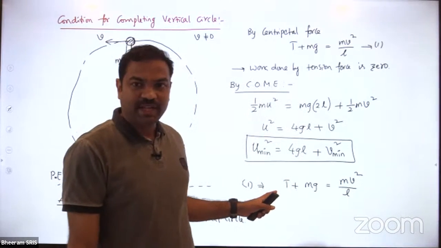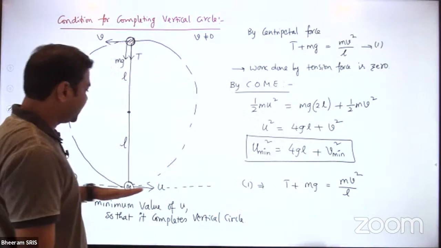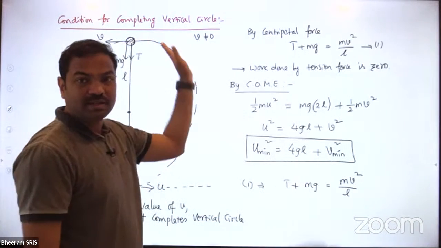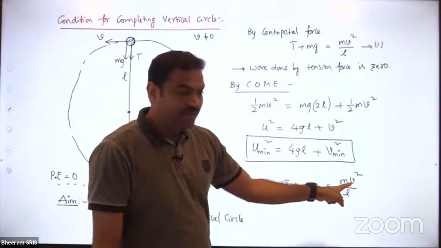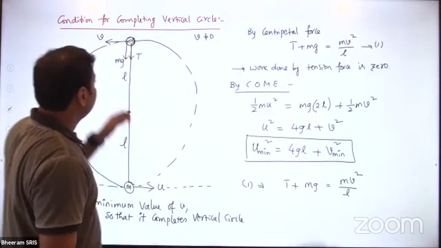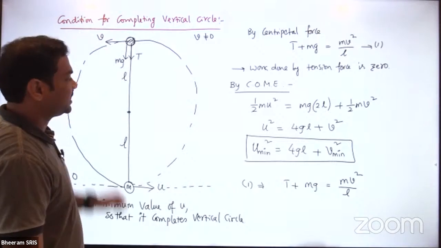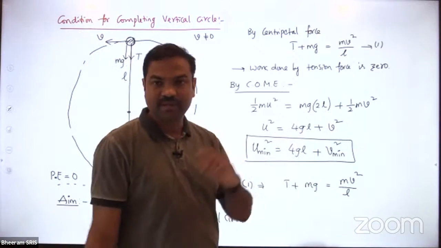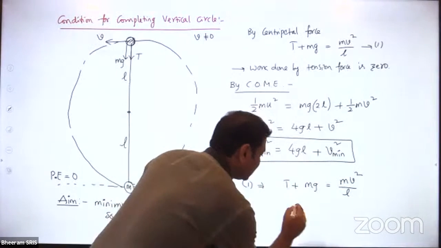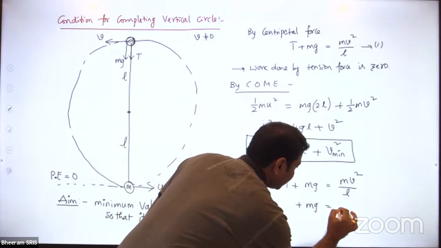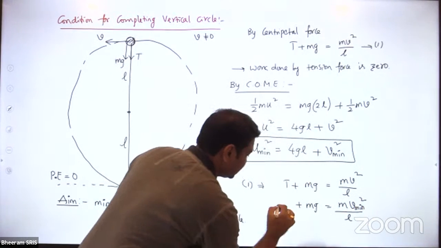If you observe this equation carefully, T value can be variable. T will vary as it is moving. T is a variable quantity. mg is a fixed quantity. V is also a variable quantity. V value changes as u value changes. T value also changes because of v value changes. Now this is a relation, no? I'm writing the logical relation.